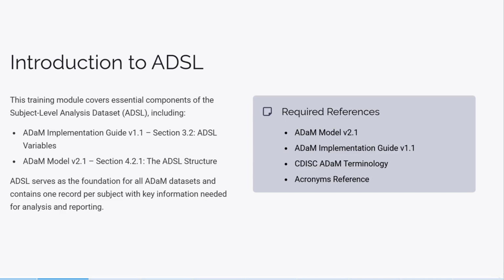This class will go into further detail on ADSL and the types of data going into the dataset, and how they differ from other structures in the ADaM model. Each section will consist of a range of variables in a specification format, some discussion regarding key points for each set of variables, and some examples. Let's go into this module class.